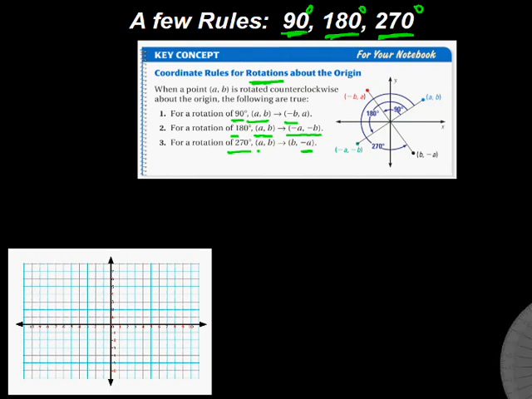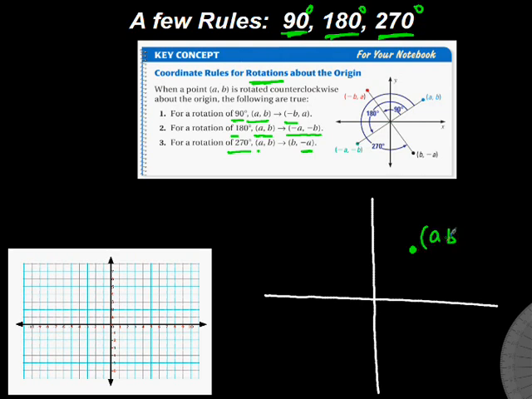Do you understand this picture? Let me show you another picture. If I want to draw a y-axis and an x-axis, we can see what's really going on here. Let's say I have this point, (A, B), and I want to rotate it 90 degrees. We know that we have to go about the origin. That's the only way we can go.